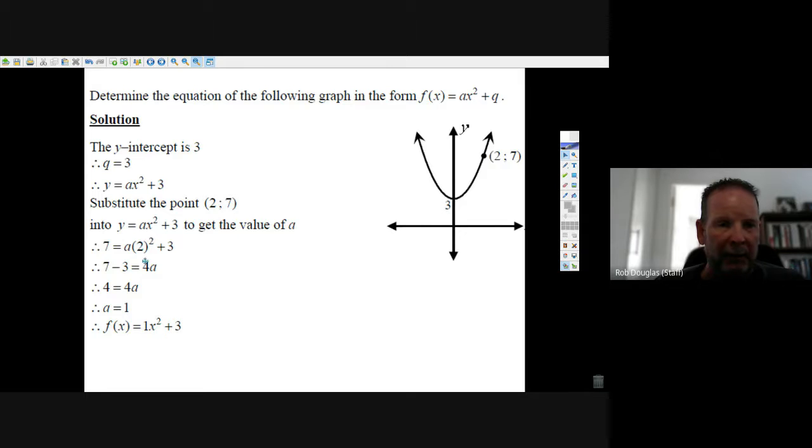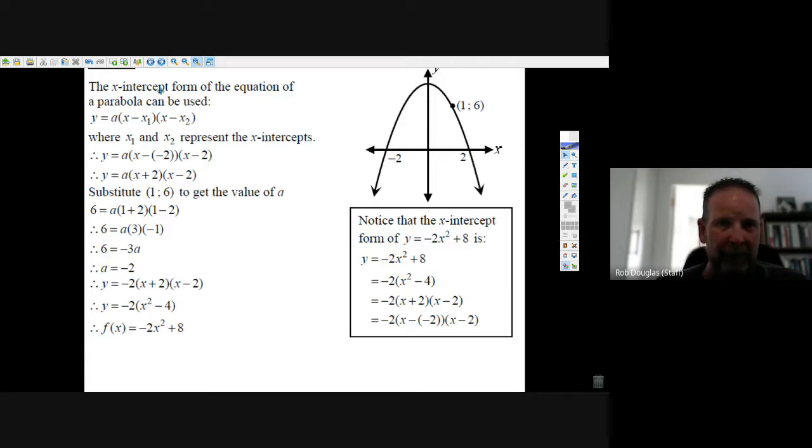2 squared is 4, so 4a. Subtract 3 from both sides, you get 4a = 4. Divide both sides by 4, and a = 1. And this is used a lot in exams. It's really important. So now we know a is equal to 1, so f(x) = x² + 3, or 1x² + 3. Well, that's one form of a parabola. If you're given the y-intercept and a point, you can always do that.